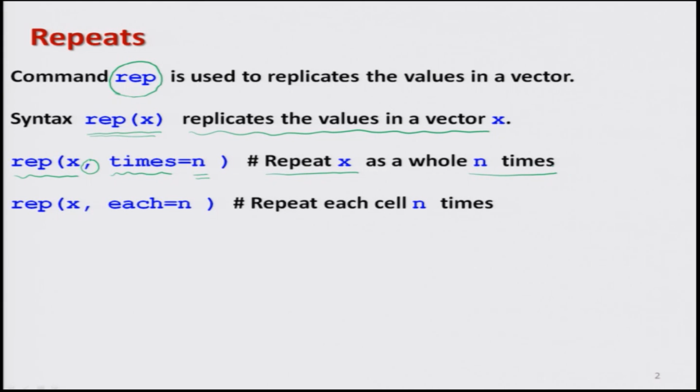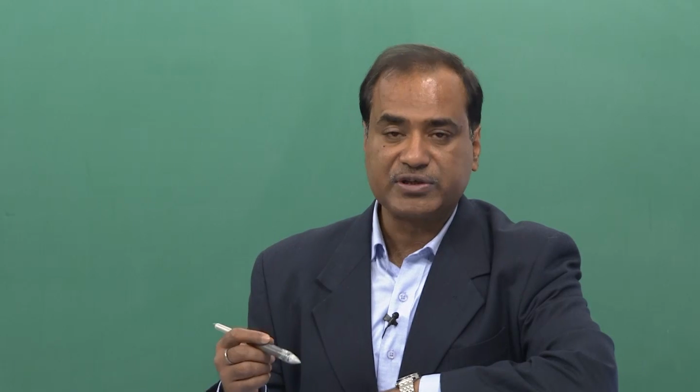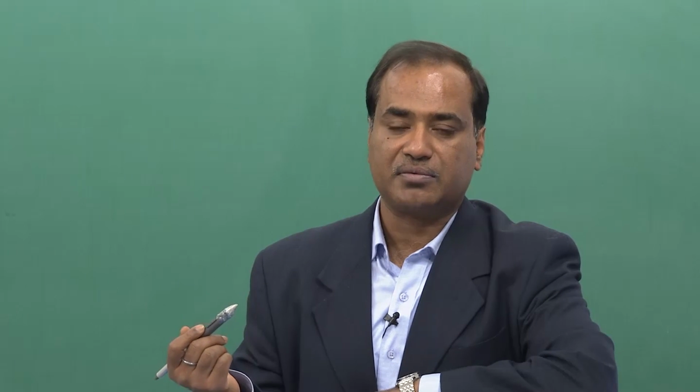And remember one thing, n is going to be an integer because the repetition can be done once, twice, thrice and so on. Similarly, another command is rep x followed by each equal to n, separated by a comma. This means I want to repeat each cell in the vector x n number of times. So, using these commands we try to generate the data.